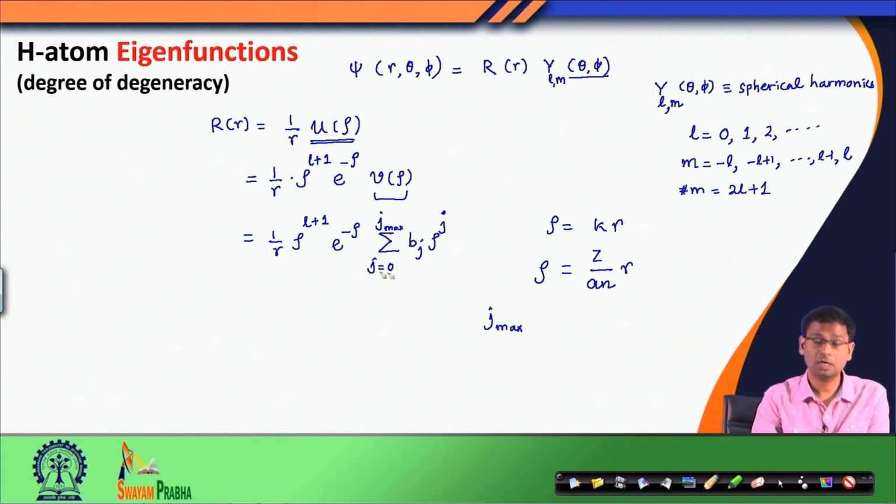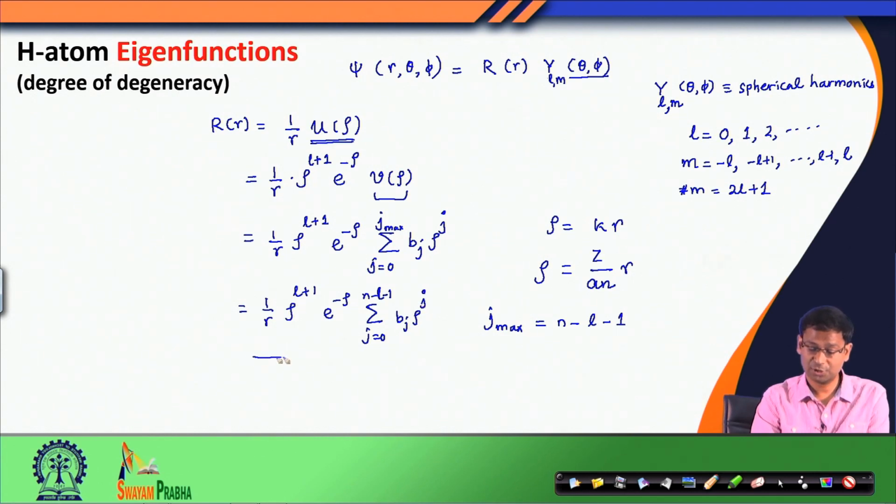We discussed that this cannot be an infinite series, as that would make the wave function unacceptable. So, this series must terminate somewhere, and that j max value turned out to be n minus L minus 1. So, now I can write j going from 0 to n minus L minus 1 of Bj rho to the power j. This is the general form of the radial part of the solution.